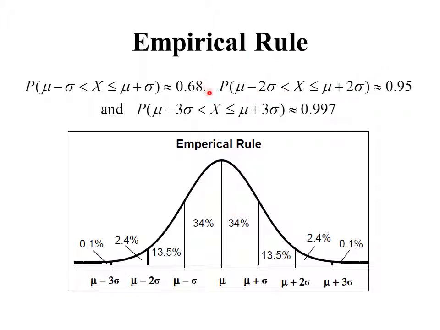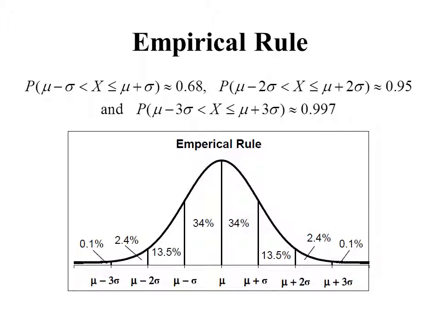The second probability says the probability that x is between mu minus 2 sigma and mu plus 2 sigma is about 0.95. So here are mu minus 2 sigma and mu plus 2 sigma. The second part says that about 95% of the area of our bell curve is right here in this region. And the last one says the probability x is between mu minus 3 sigma and mu plus 3 sigma is about 0.997. So about 99.7% of our area is here between mu minus 3 sigma and mu plus 3 sigma.